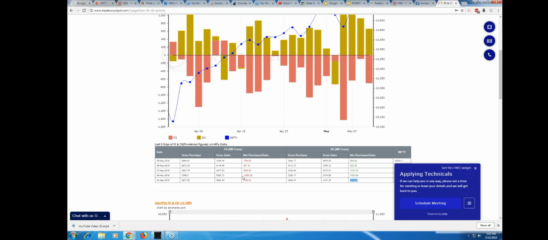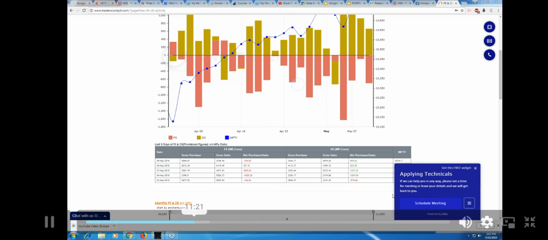Say on the 4th of May, FIIs were negative, selling, and DIIs were buying. See here the colors in these four: most of the times FIIs are selling and DIIs are buying, right? So they will always be standing opposite to each other, and we need to understand the emotions. We will get support in our trading, right?